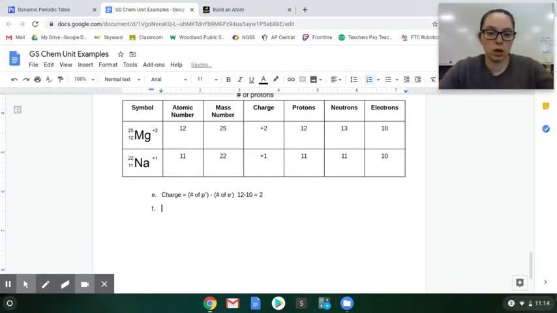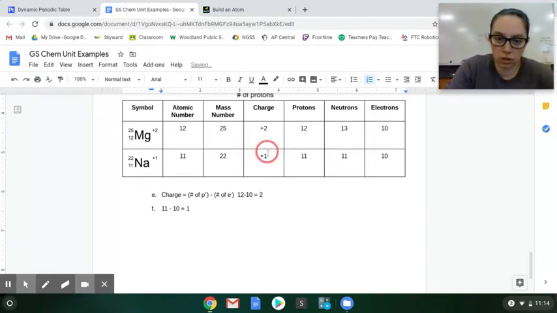Charge is equal to number of protons minus the number of electrons. Number of protons is 11 minus my number of electrons, which is 10. Do that math, that equals 1, which is a positive number. My charge is plus 1. There's your double check. Double check it every single time.